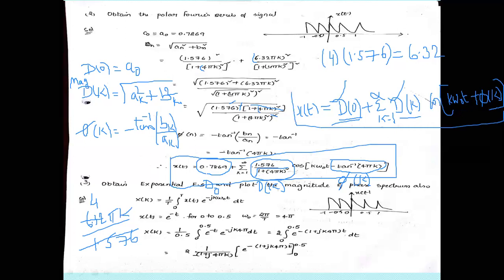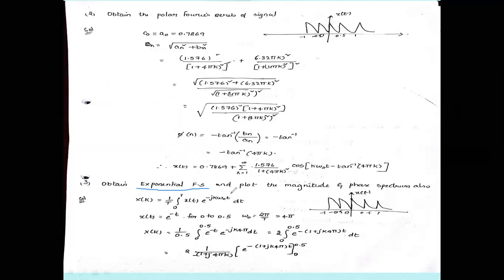This is the actual polar form of the Fourier series. Understood? For the given periodic exponential signal with a time period of 0 to 0.5, we found the trigonometric Fourier series, and also the compact trigonometric Fourier series. Now you can go on to find the exponential Fourier series, and plot the magnitude and the phase spectrum.